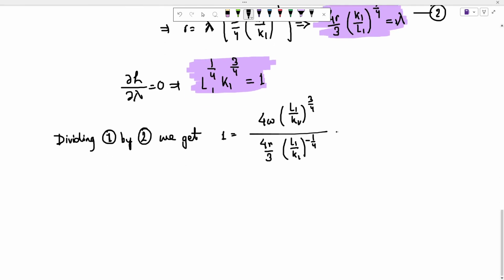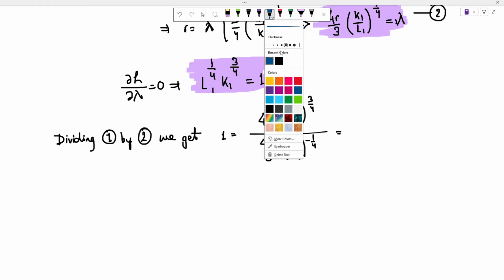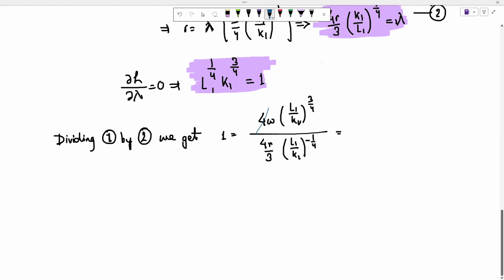So to the power minus 1 by 4, and very nicely this 4 and 4 are going to cancel out. We are going to have a 3 here, W by R, and this goes up, becomes plus, we have L1 by K1, right? So this entire thing is 1, so we can just write it in terms of L1.